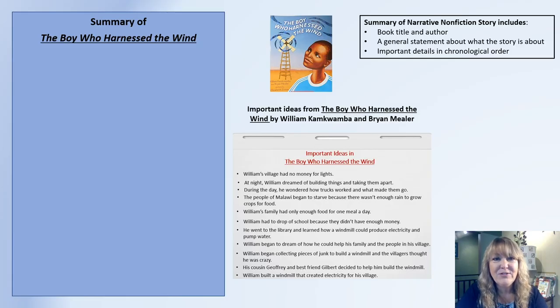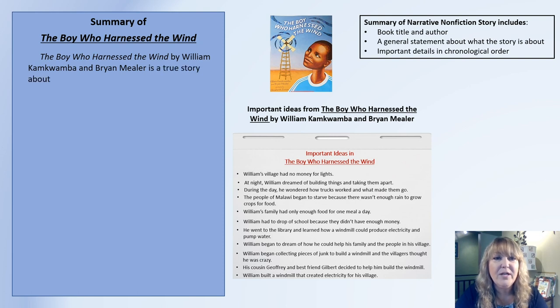Okay, now it's our turn to build a summary of The Boy Who Harnessed the Wind. As we begin, let's think back to the model that we had for A Picture Book of Amelia Earhart. We remember that that first sentence included both the book title and the author and a general sense of what the story was about. So let's try this. The Boy Who Harnessed the Wind by William Kamkwamba and Bryan Mealer is a true story about a boy from Malawi who saves his village from starving.